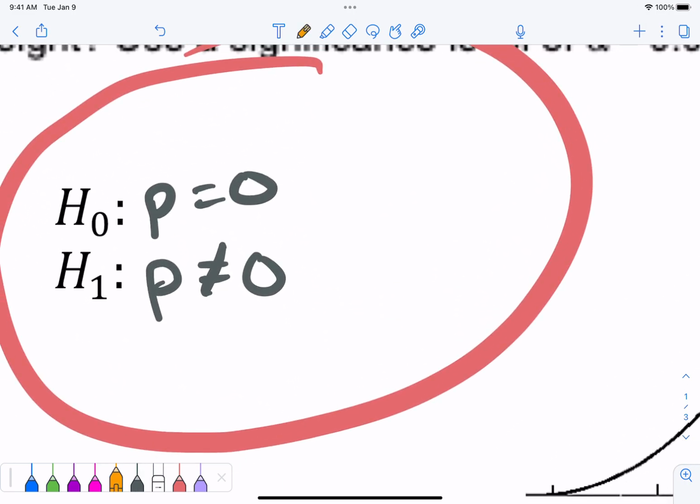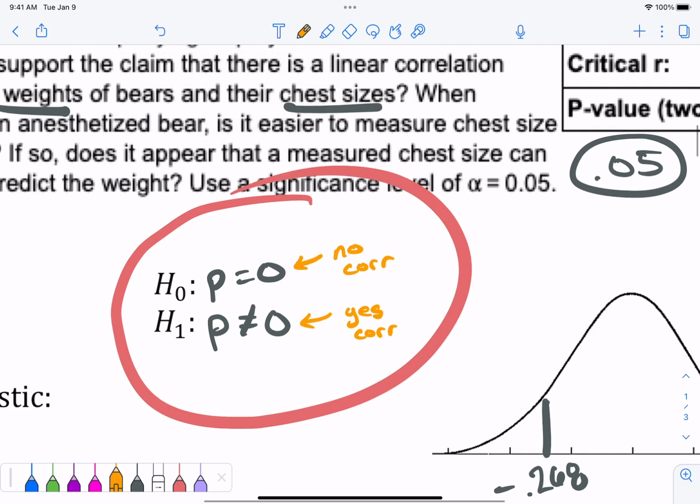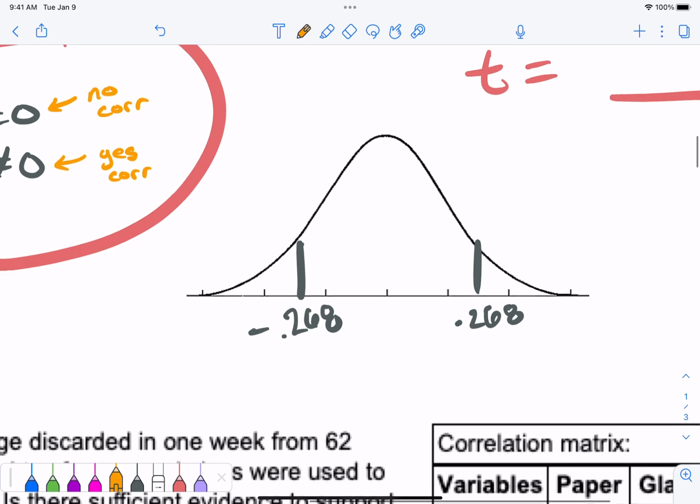Which one are we going to circle if they are related? The bottom one. This means yes correlation, right? Always yes correlation, because zero correlation would mean no correlation. So I'm going to guess we're going to cross off the top and circle the bottom. I think those two things, weights and chest sizes of bears, are probably related. All right, so let's go down here.